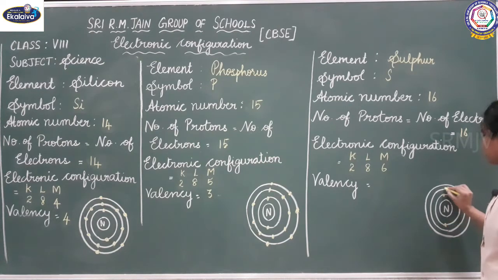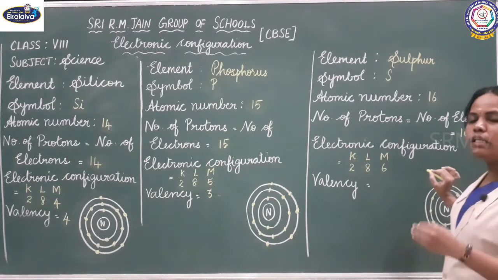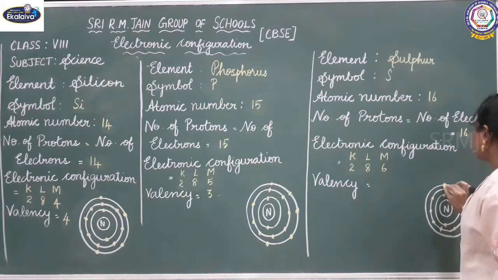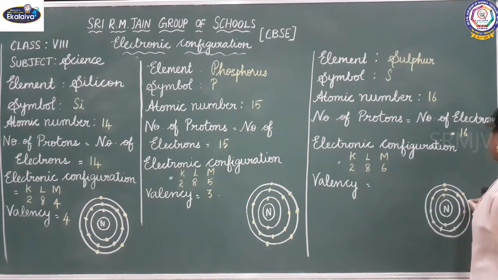2 electrons in K shell. 8 electrons in the L shell and 6 electrons in M shell.